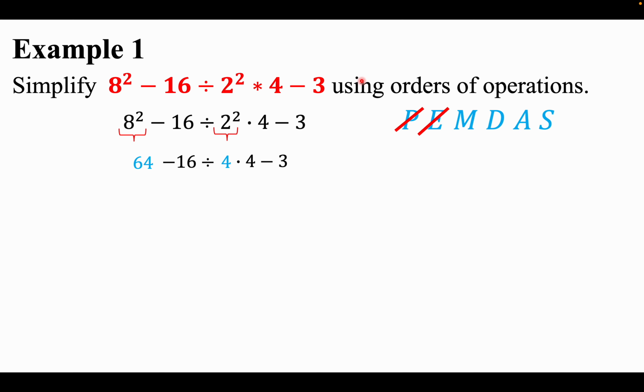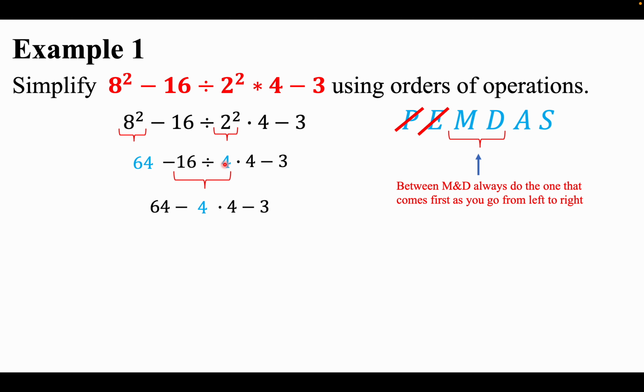So exponent is done. Now, between multiplication and division, we always do the one that comes first, right? And as I go from left to right, division comes first before multiplication. So that means I would have to divide those two numbers first before I can multiply. So 16 divided by 4 is 4, so you get 64 minus 4, and then bring the rest down. So division is done, and then we have multiplication. 4 times 4 is 16, and then we can bring the rest down.